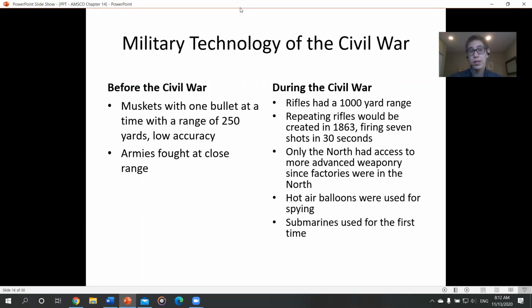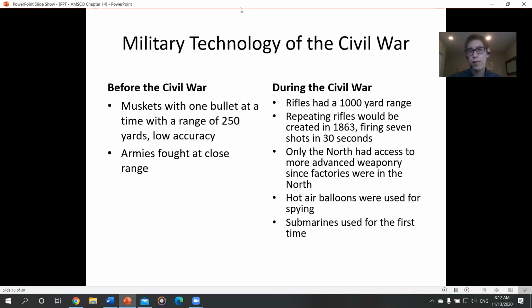Now, one of the other things that we see during the Civil War is new military technology that makes the war quite deadlier. Before the Civil War, you'd have a musket with one bullet at a time. Every single time you shoot, you got to reload it, and you could shoot about 250 yards. So armies before the Civil War would fight at close range. Think about the American Revolution. You got two rows of soldiers very close together.